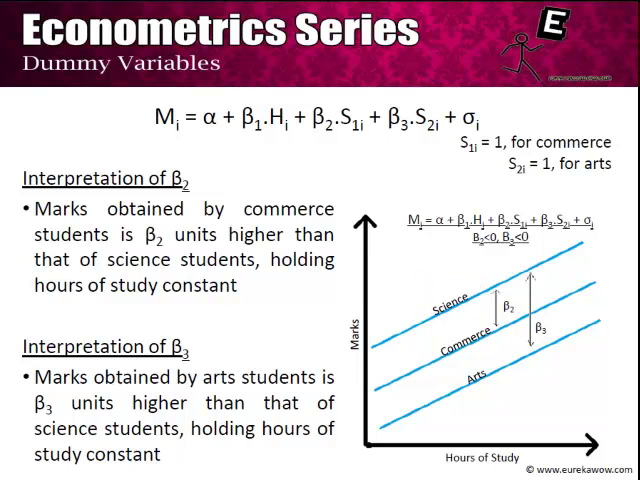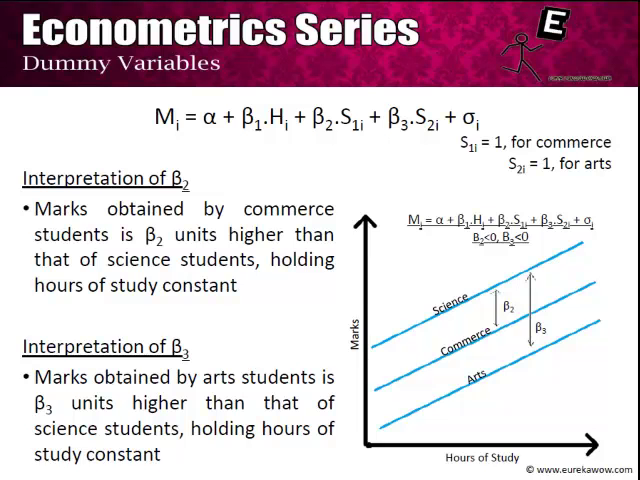To show it graphically, we assume that beta 2 and beta 3 are both negative. That is, on an average, science students score higher than commerce and art students given the same level of hours of study. In this case, the regression line between hours of study and marks is assumed to be positively sloped for all three streams and is the highest for science stream. The commerce line lies beta 2 units below the line for science, and the arts line lies beta 3 units below the line for science.